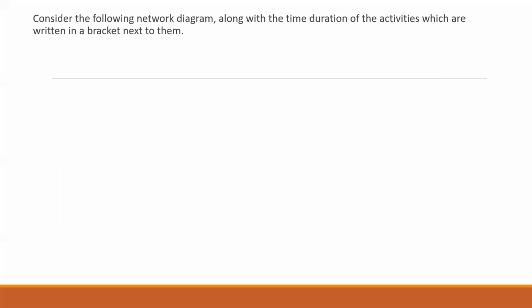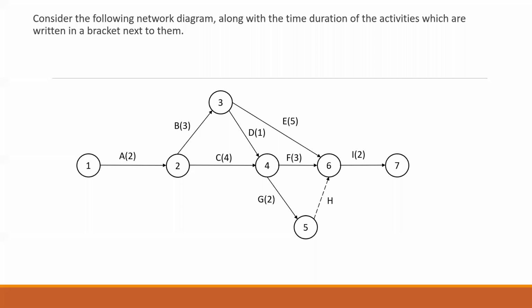Let us consider a network diagram. I want you all to draw this network diagram and not take a picture of it. It is along with the time duration of the activities, which are given in a bracket next to the activity, and it looks like this. So this is my network diagram. Activity A, the duration is 2, and let us consider this to be in days. There is one dotted arrow, which is between 5 and 6, and this is my dummy activity.